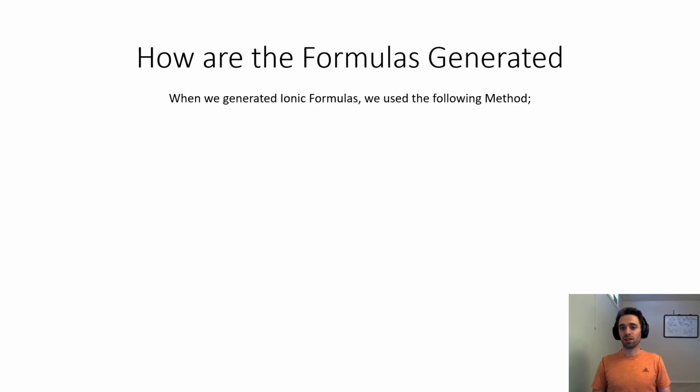We talked about some of these acids, but we didn't talk about how the formulas are generated, like H2SO4. Let's talk about it. When we generated ionic formulas, we used the following method. We had some cation and some anion, and we did that little cool crisscross method where positive x went in front of B and negative y went in front of A to give us the general formula AyBx. We use the same method for generating acids and actually many other chemical formulas.